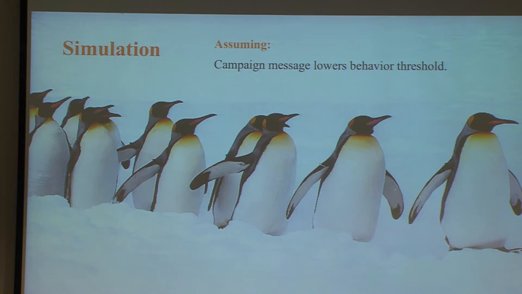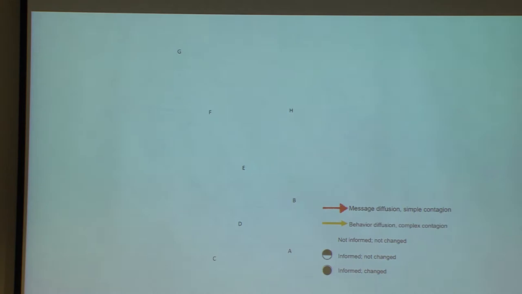One example is to do computer simulations using agent-based modeling to actually model the process of social influence in a population. So in one case, I just assume that the media campaign messages can lower behavior threshold. So individuals would require fewer social behavioral signals to change their behaviors. On a conceptual level, we can think about how messages of the campaign diffuse in a population and also how the behaviors diffuse differently than the message.